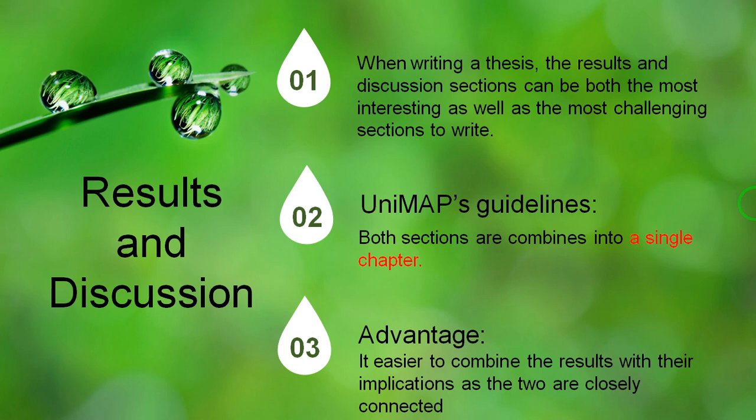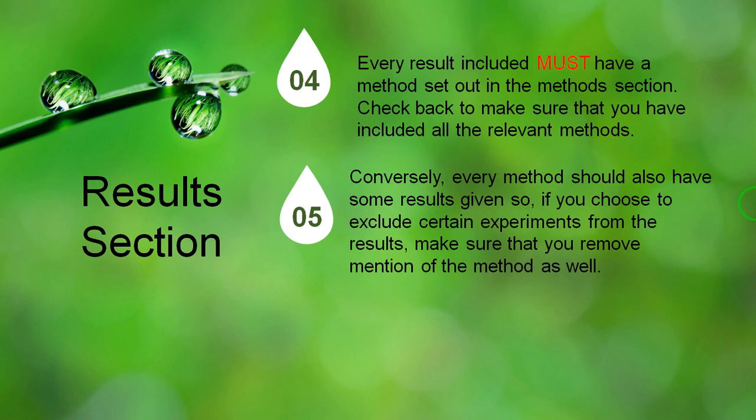The results section should set out your key experimental results, including any statistical analysis. You should cover any literature supporting your interpretation of significance. And the most important thing is, you should write your results section in the past tense. Every result included must have a method set out in the method section. Conversely, every method should also have some results given.